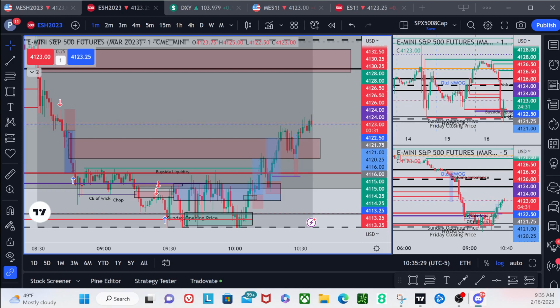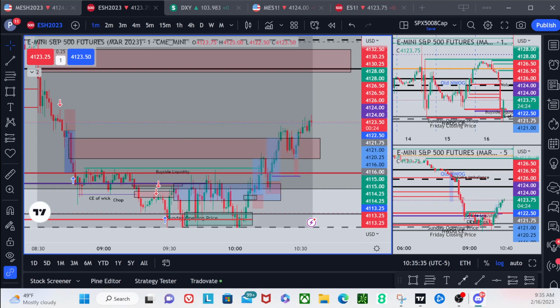So here's that next draw on liquidity we're looking for. The small little micro separation between this candle's low and that candle's high.